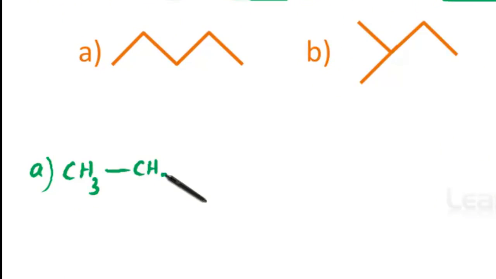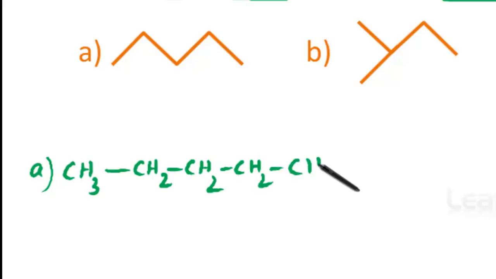CH3, CH2, CH2, CH2, CH3, isn't it? This is the first carbon, second, third, fourth, fifth. This is the carbon skeleton. All the remaining valencies are satisfied by hydrogens to get this particular structure.